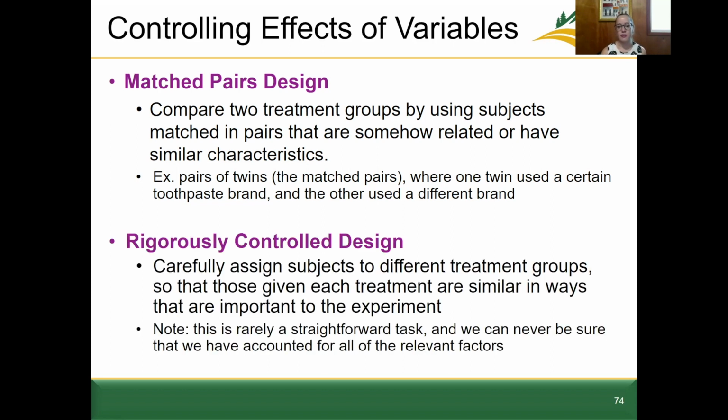There's also rigorously controlled design, where we carefully assign subjects to different treatment groups so that those given each treatment are similar in ways that are important to the experiment. This is very tricky to do. It's not going to be a straightforward task where we sort of pick and choose the subjects we put into different treatment groups. Because of bias, we could actually be adding more confusion to our design than we were intending to in the first place through this idea of rigorously controlled design.